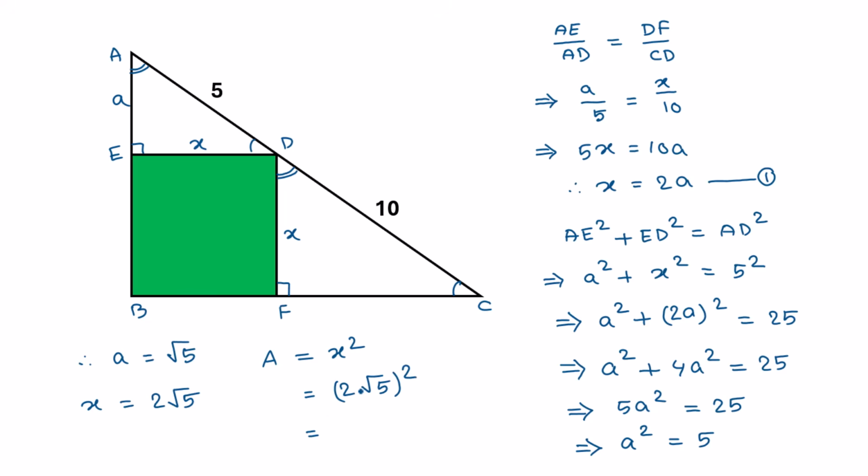is equal to, this 2 square is 4 and this square root and this square will cancel and it will be 5. Now 4 times 5 is 20. So the area of this square is 20 square units. And this is the solution of our given problem.